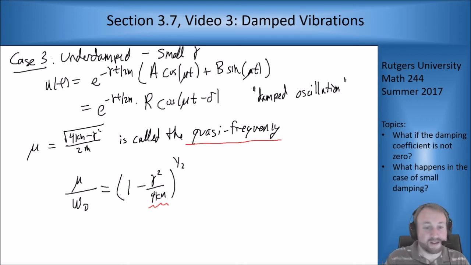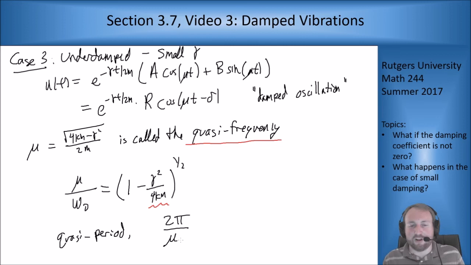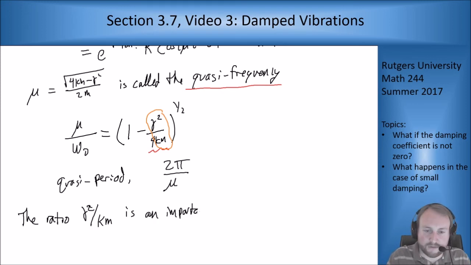We also then have our quasi period, which I bet you can guess what that is. That's just 2 pi over mu, which is then going to be slightly longer than our original period for the same reasons, because if the frequency is a little bit smaller, the period gets larger. So this period is a little bit longer than we had for our other one, because we have a smaller frequency. And the important thing we see showing up, which is going to come up again and again, is this ratio right here. The ratio gamma squared over km ends up being an important factor in all of these calculations.